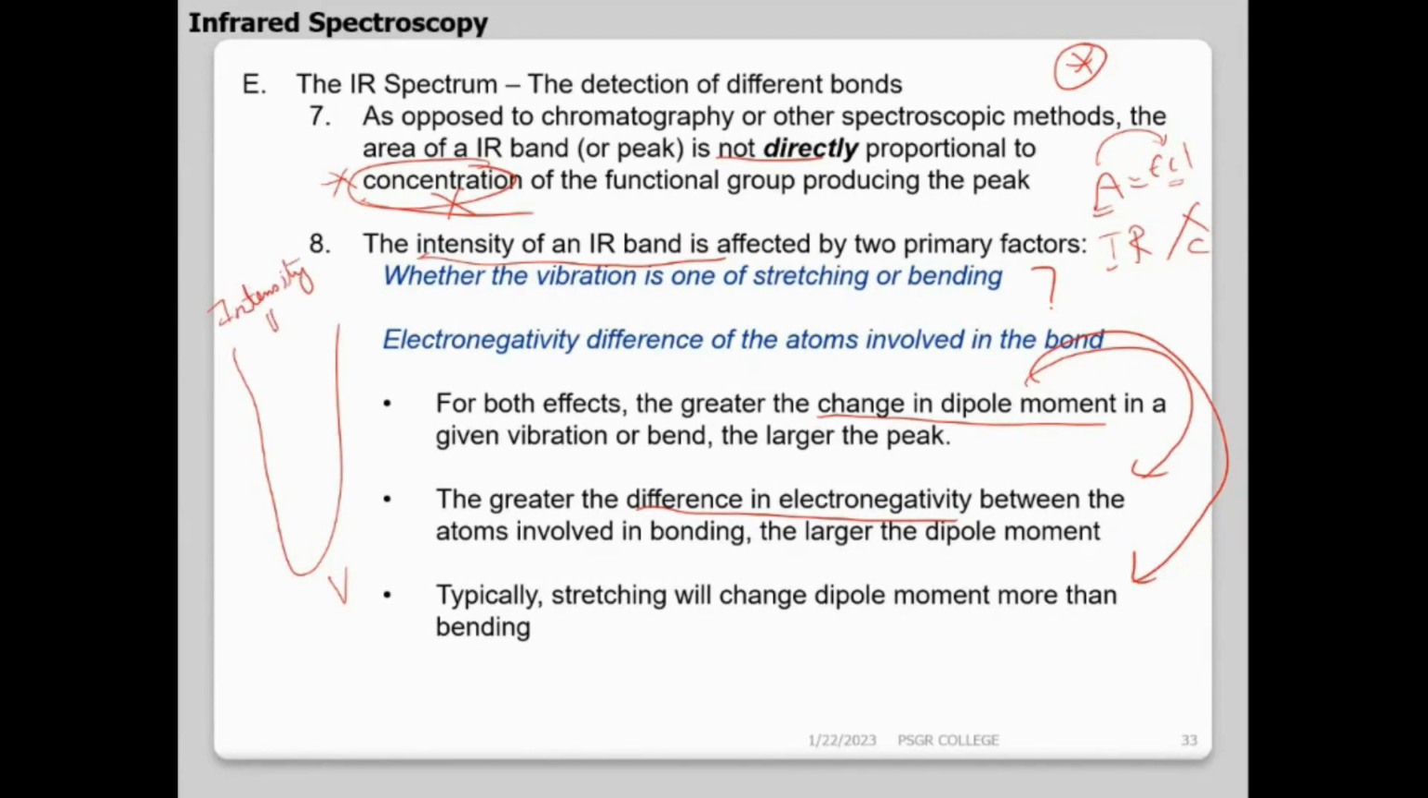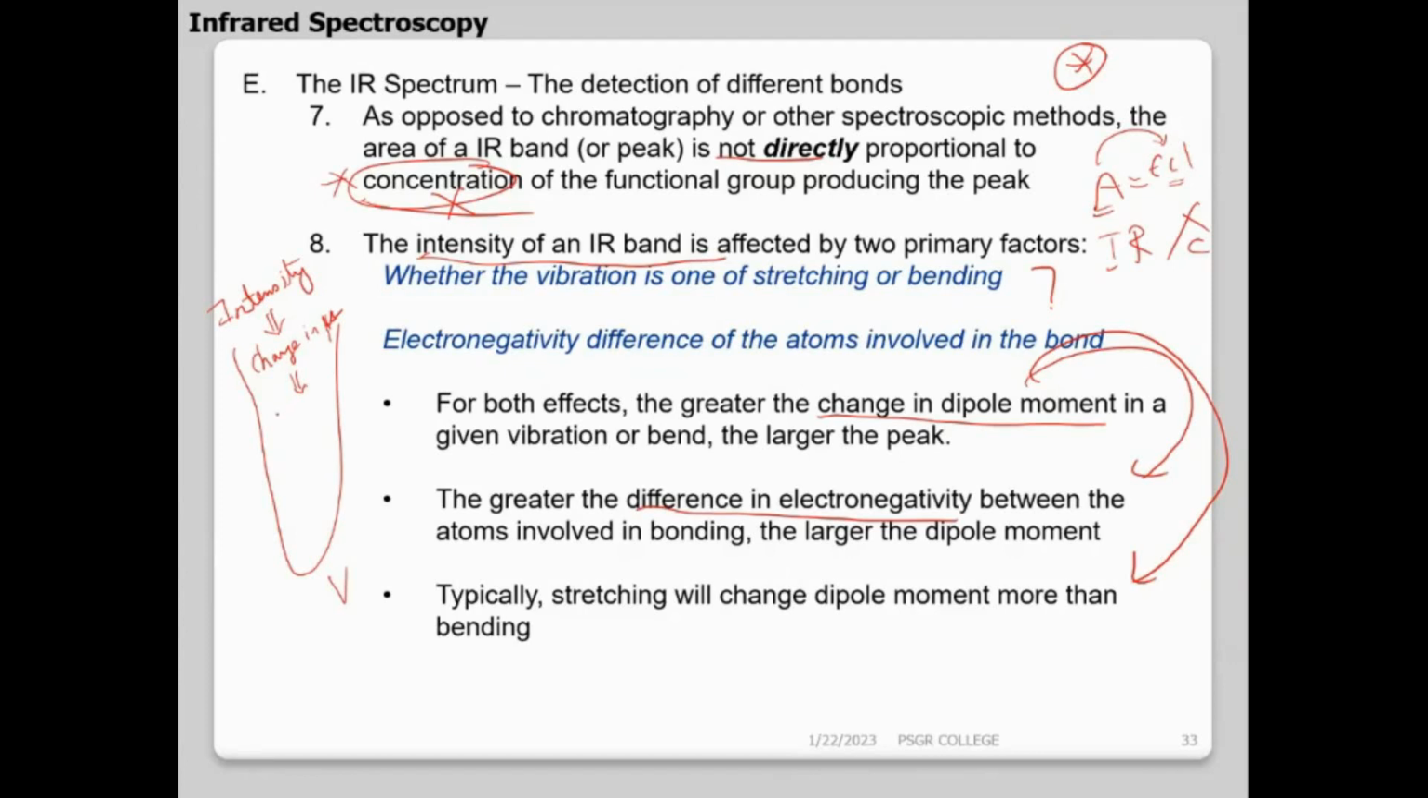Intensity of peak depends upon what? Change in dipole moment. Very good. Because when the dipole moment changes and oscillates, electromagnetic radiation is generated, and only then can we study it by IR. So change in dipole moment. Now, change in dipole moment depends upon what?